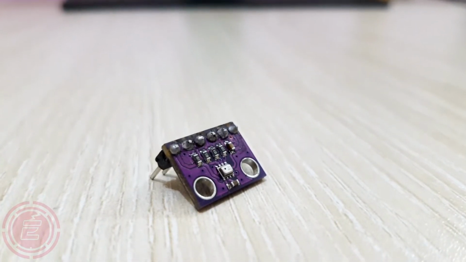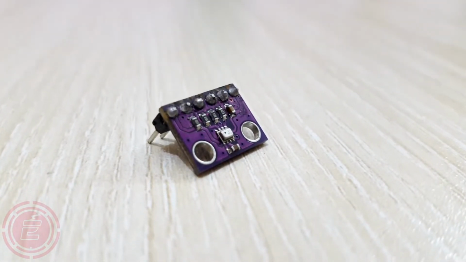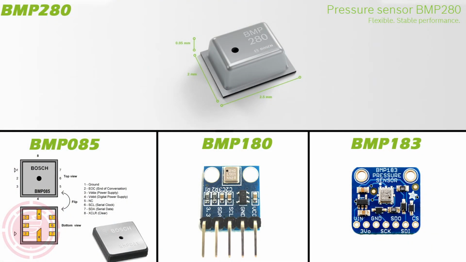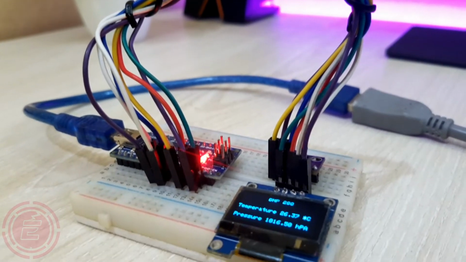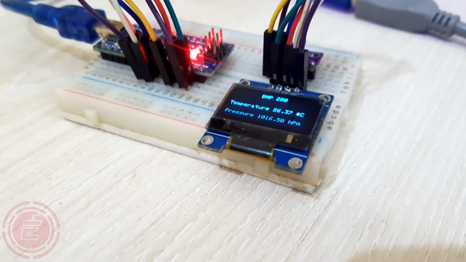The BMP 280 is the next generation of sensors, and is the upgrade to the BMP 085, BMP 180, BMP 183, with a low altitude noise and the same fast conversion time. It has the same specifications, but can use either I2C or SPI.